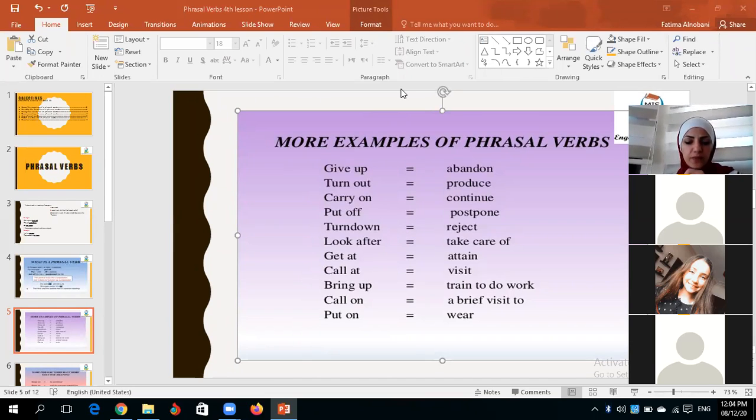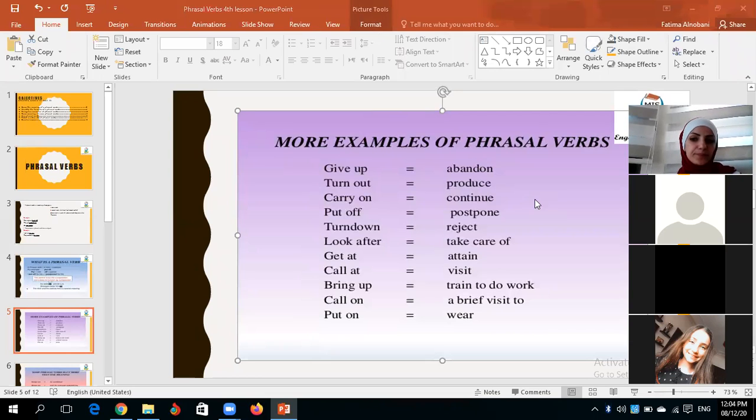Juri, can you read them for me? Yes. Go ahead. Give up, abandon, turn out, produce, carry on, continue, put off, postpone, turn down, reject, look after, take care of, get at, attain, call at, visit, bring up, train to do work, call on, a brief visit to, put on, wear.